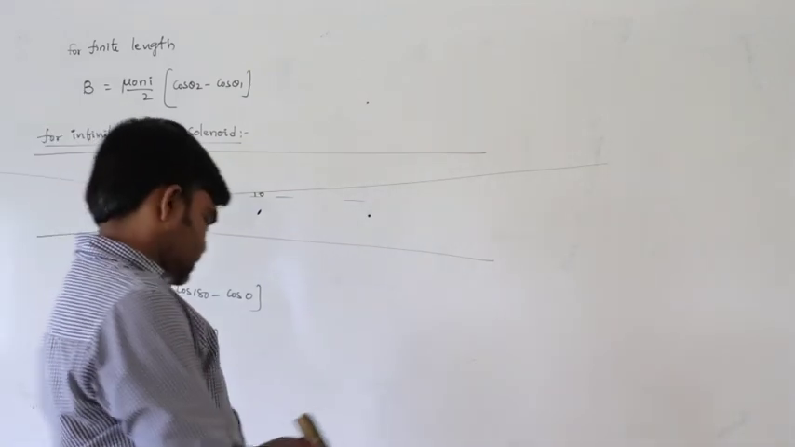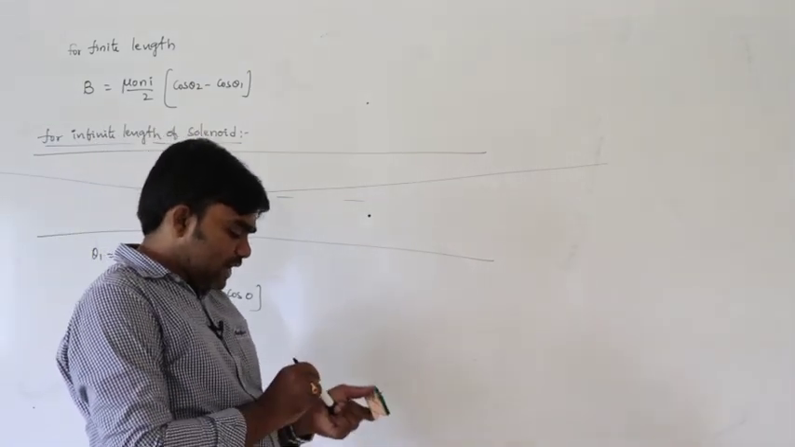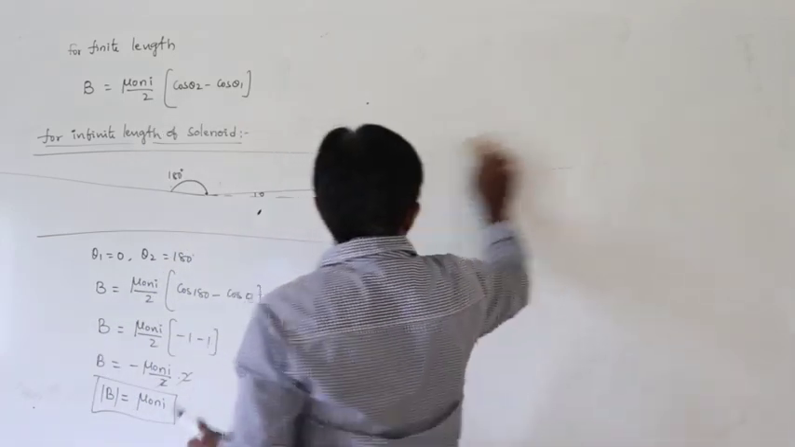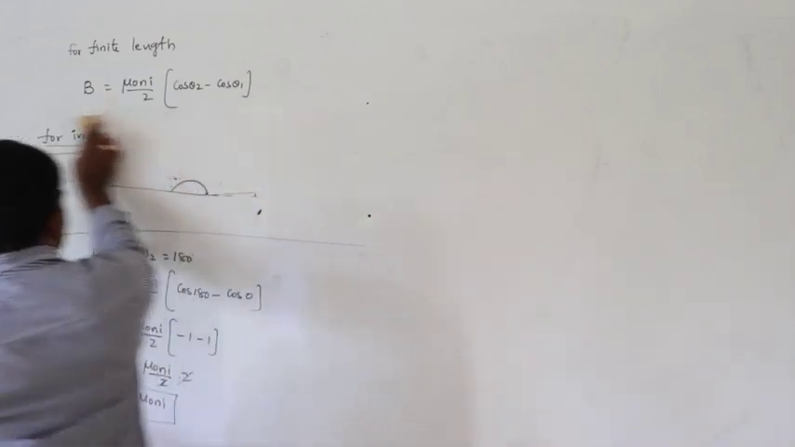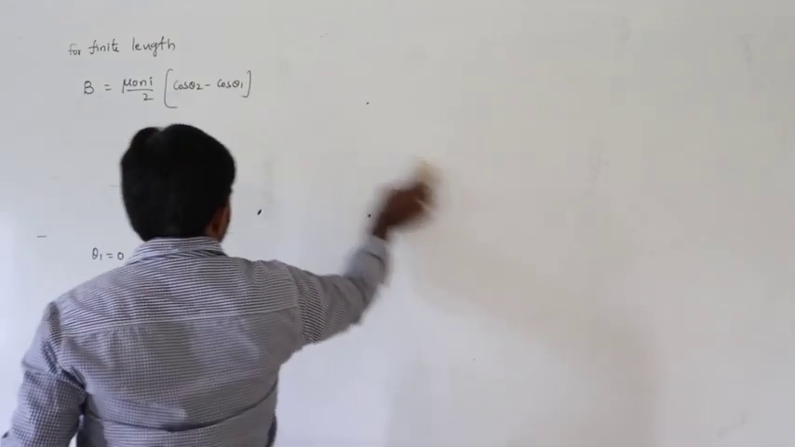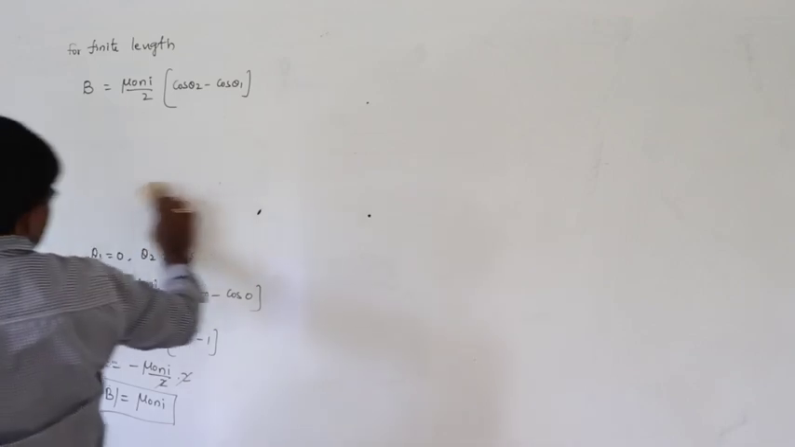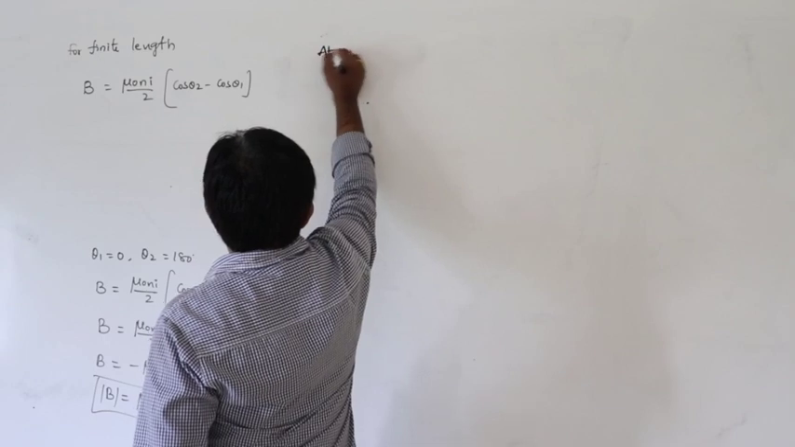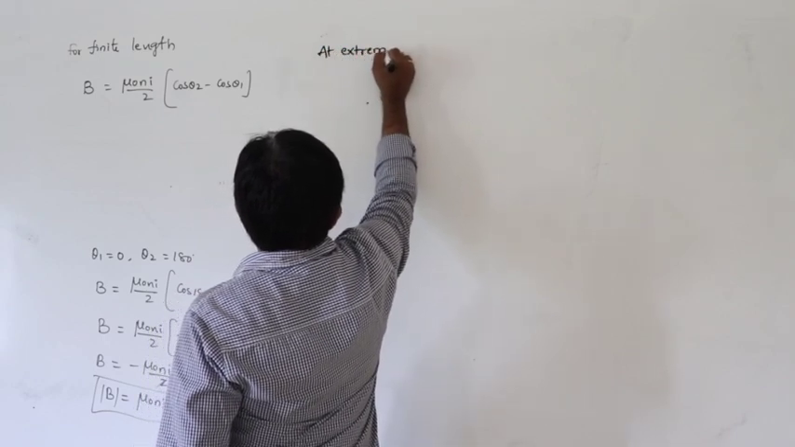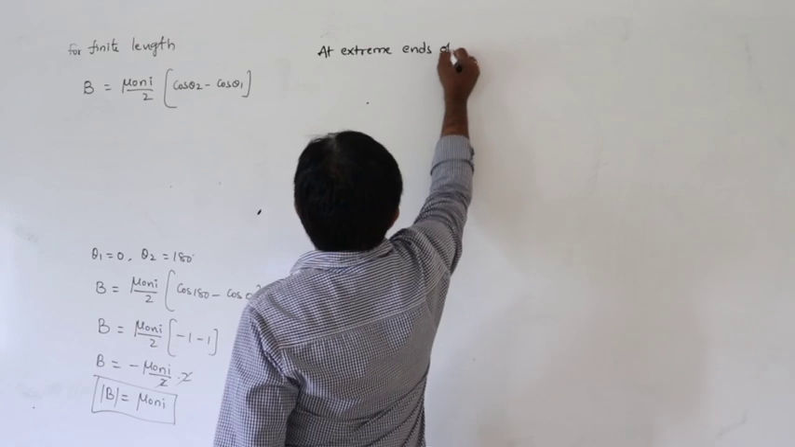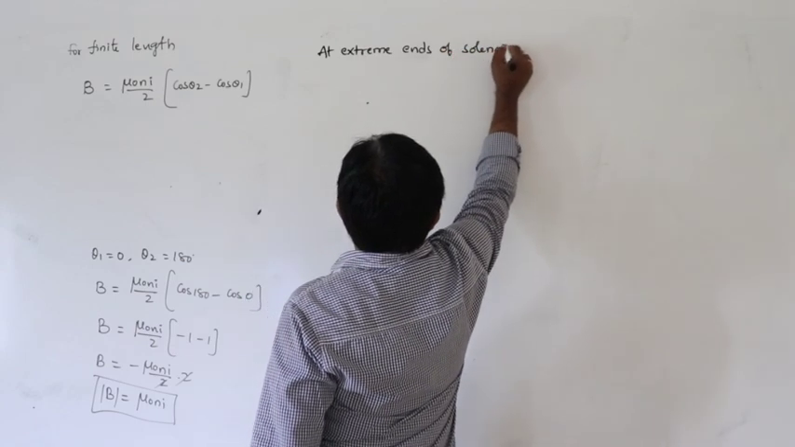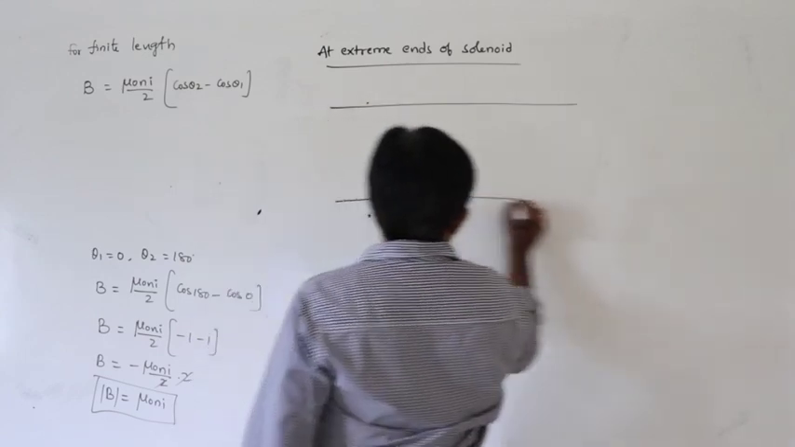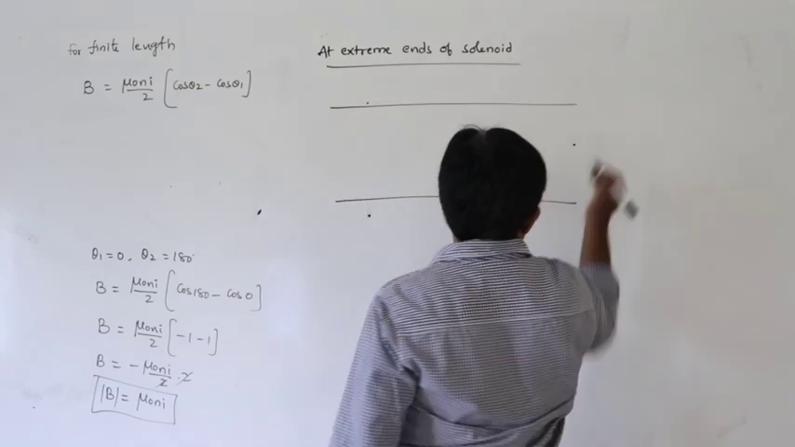Infinite length is mu naught Ni. So now at the extreme ends of the solenoid, for example at the extreme ends here, let us say it is of finite length. At this point I have to calculate the magnetic field.